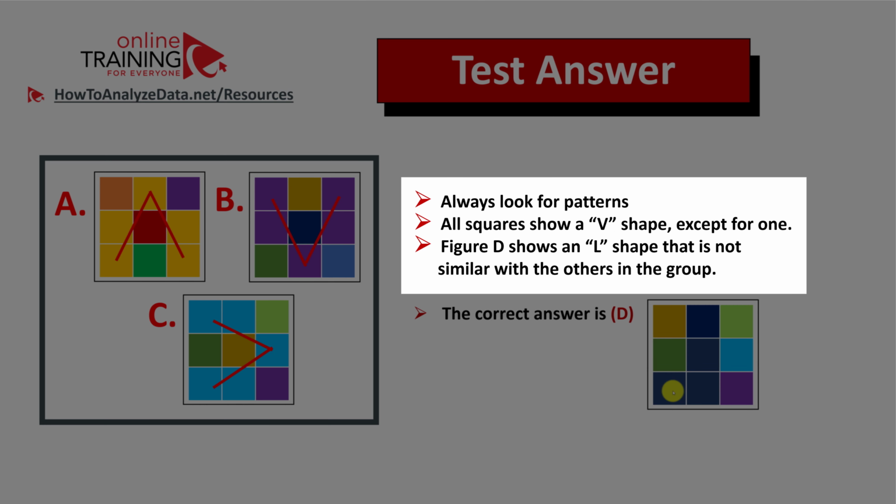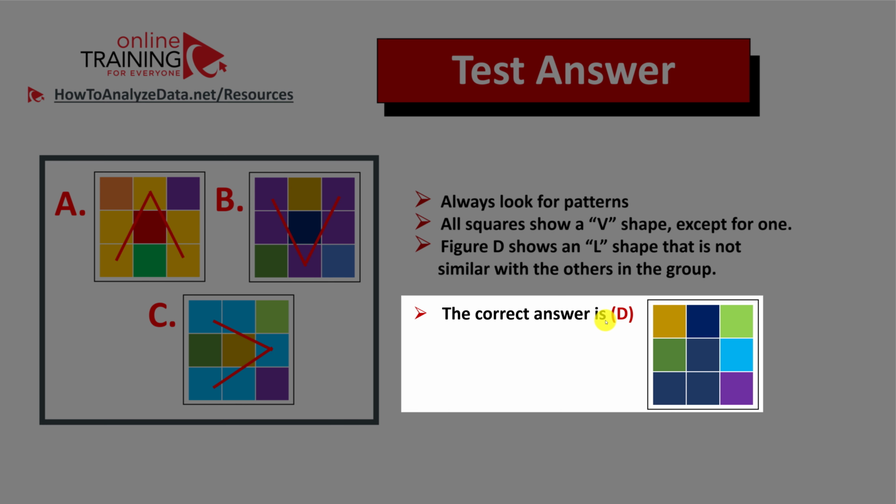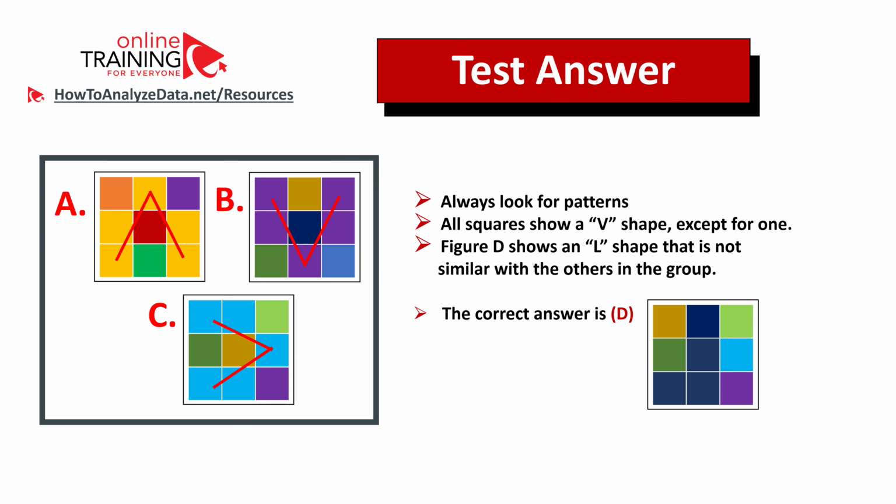Let's recap. Always look for patterns. All squares show a V shape, with the exception of one. And figure D shows reverted L shape, which is not similar with the others. So the correct answer here is choice D. Hopefully you've nailed this question and now know how to answer similar problems on the test.